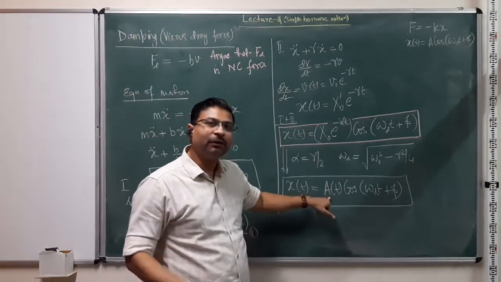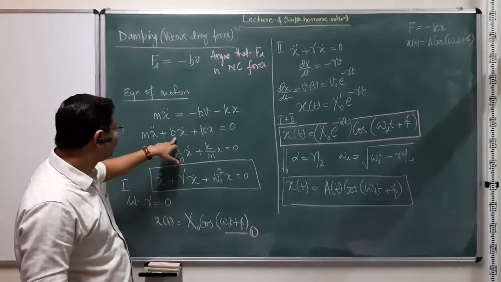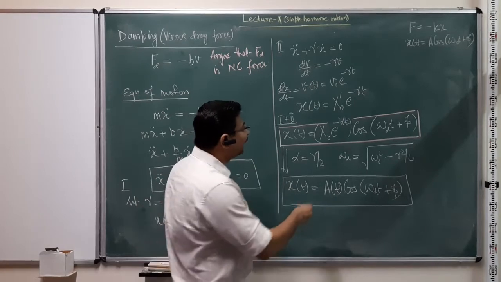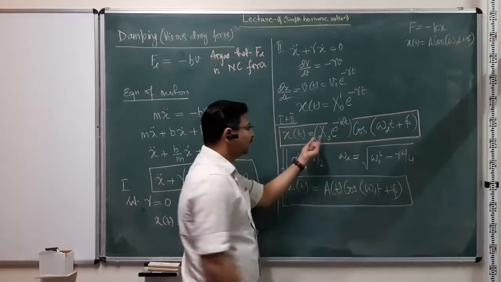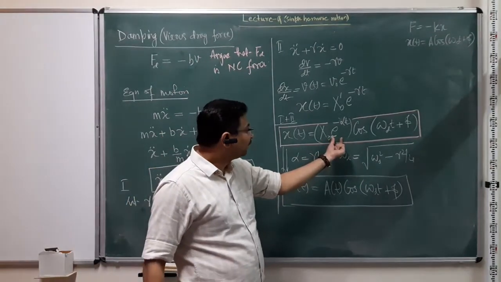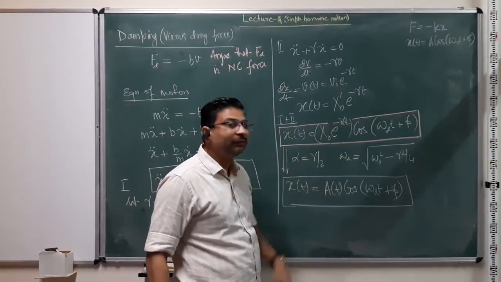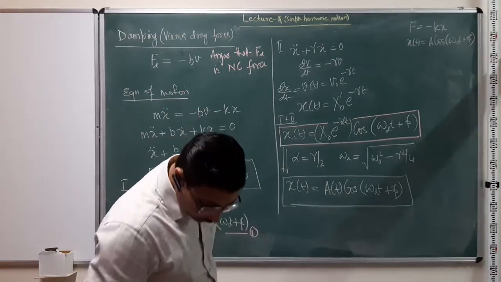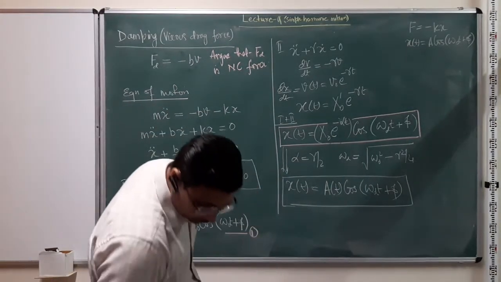Here, the amplitude is not a constant. Because of the damping term, the amplitude also becomes dependent on time, and its time dependence is now given like this. X naught is the constant or initial amplitude to begin with, and it keeps on changing with time with exponential of minus alpha t, where alpha is gamma by 2. Okay. So, yeah.